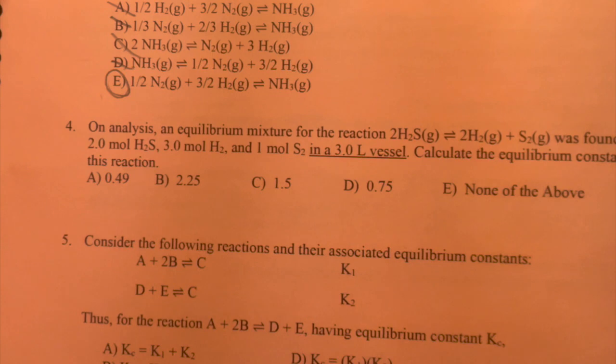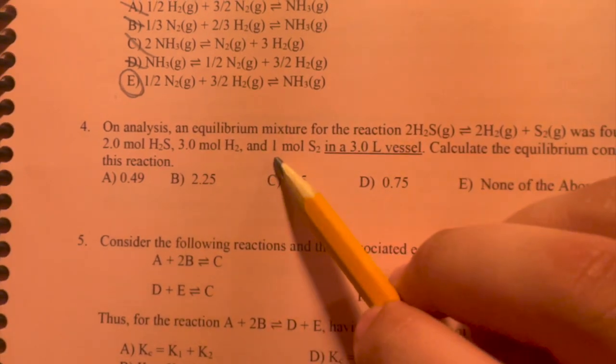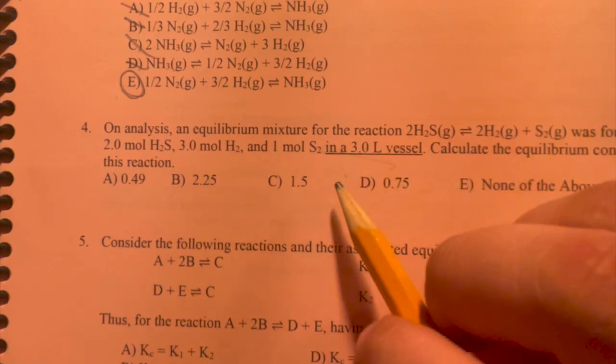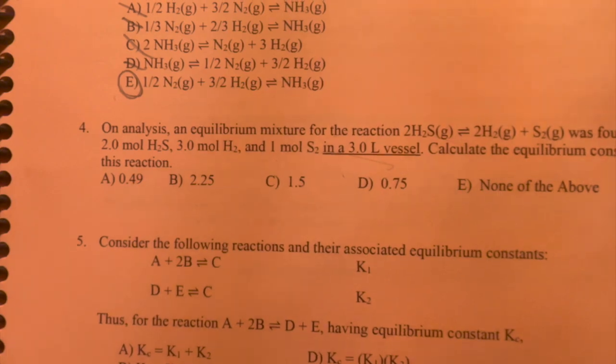Question 4 says on analysis, an equilibrium mixture for the reaction 2H2S gas in equilibrium with 2H2 gas plus S2 gas was found to contain 2 mole H2S, 3 mole H2, and 1 mole S2 in a 3-liter vessel. Calculate the equilibrium constant for this reaction. This one's simple, it just looks very difficult. You're given moles, the reaction, and the volume of the vessel. We are asked for Kc.